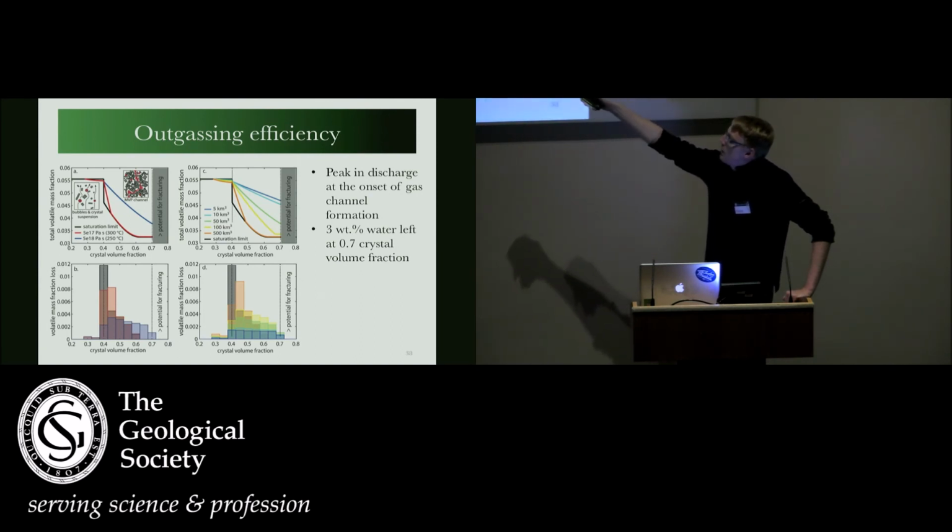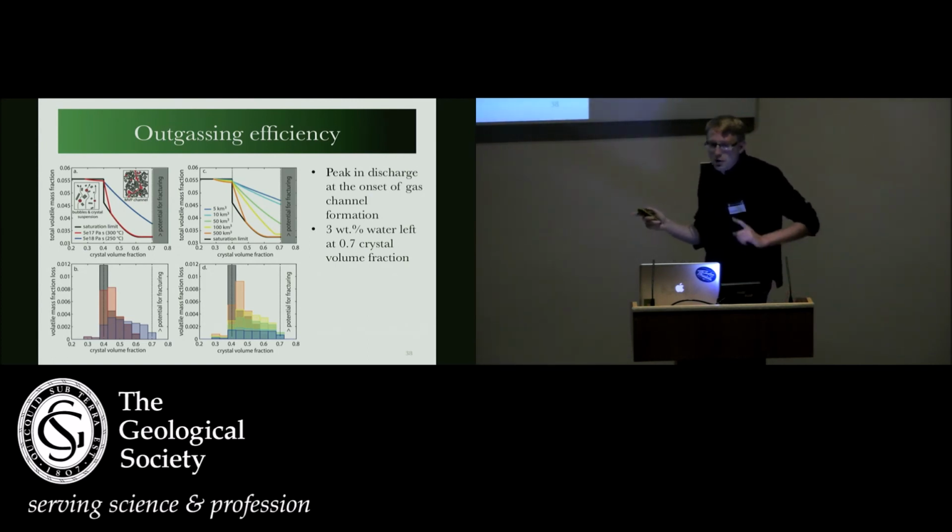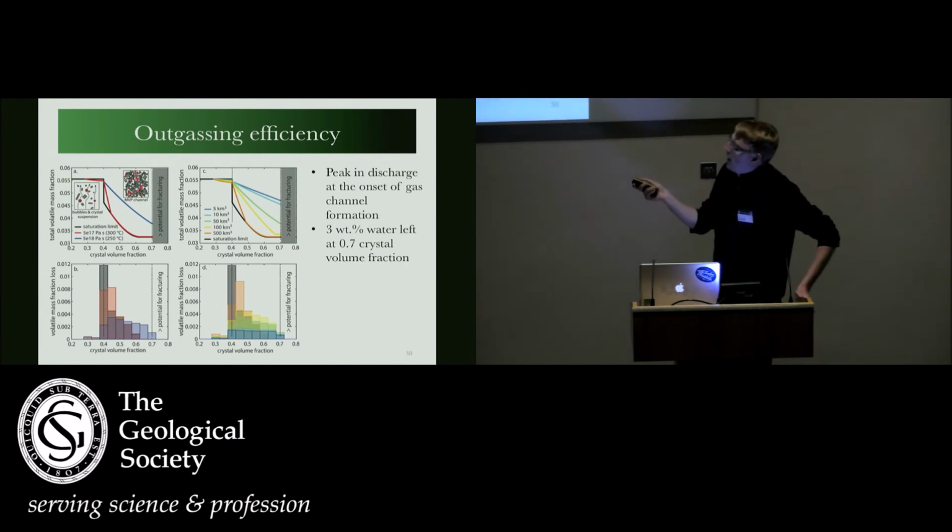Again, same story for looking at the different sizes. The large chamber here is the one that most closely follows your saturation limit, but even in that case, you're left with a lot of water at high crystallinity. Another interesting point, or what you can do, is look at what crystallinity window is actually your outgassing most efficient. What you see is that at the initial formation of your channels, you'll have a lot of gas loss, a sort of peak in gas loss, and then it drops down all the way to the higher crystallinities.